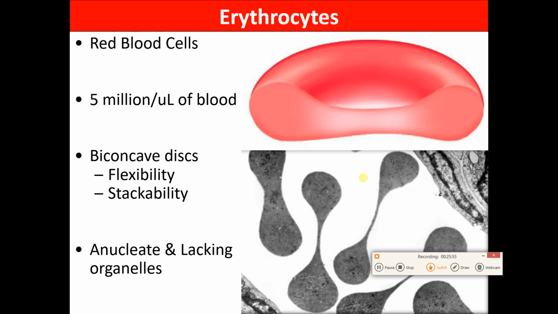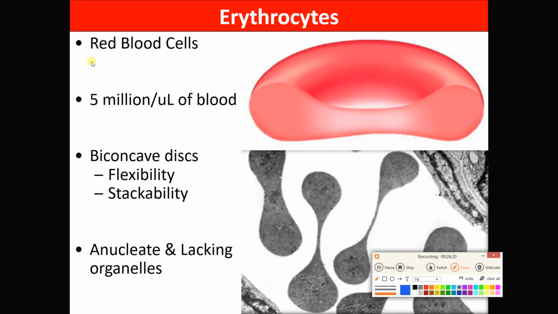And let's see if we can talk about erythrocytes, then we'll call it quits for this first lecture on blood. So erythrocytes are also known as red blood cells. You typically have about 5 million per microliter of blood. And by the way, a microliter of blood is a millionth of a liter. So think about the math here. You've got 5 million red blood cells per microliter. 5 million is 5 times 10 to the 6th.